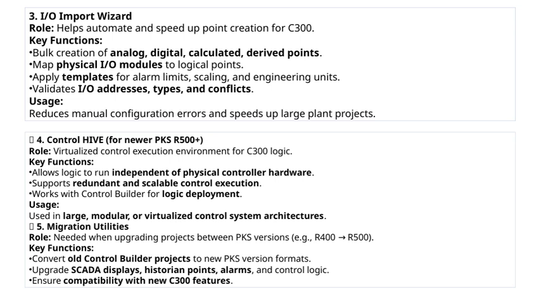Moving on to migration utilities, these tools are essential when you're upgrading projects between different PKS versions, like from R400 to R500. Their main role is to convert old Control Builder projects into formats compatible with the new PKS version. They also handle upgrading SCADA displays, historian points, alarms, and control logic, ensuring everything works smoothly with the latest C300 features. And then there's the I/O import wizard, which helps automate and accelerate the creation of points for the C300. It allows for bulk creation of analog, digital, calculated, and derived points, saving a lot of manual effort.